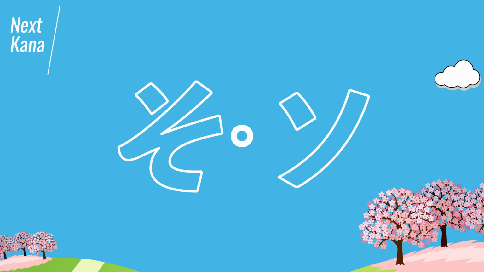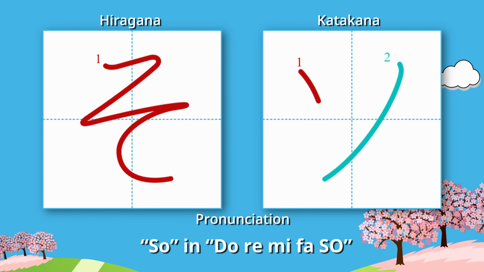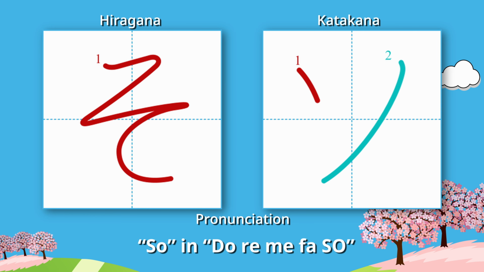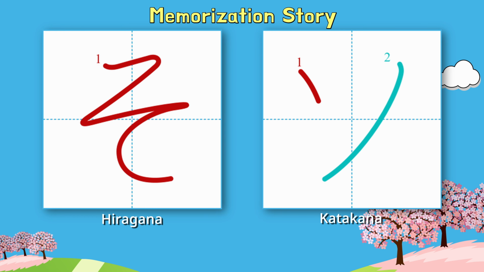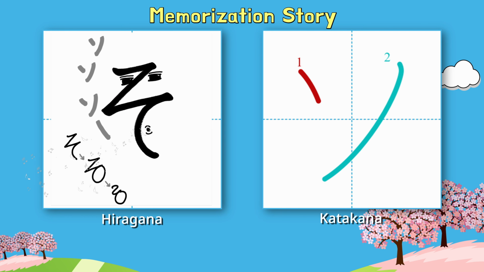These characters make a sound similar to the so in do, re, mi, fa, so. And interestingly, the same note is referred to as so in Japanese as well. For the hiragana so, what I see is someone whistling the note so.